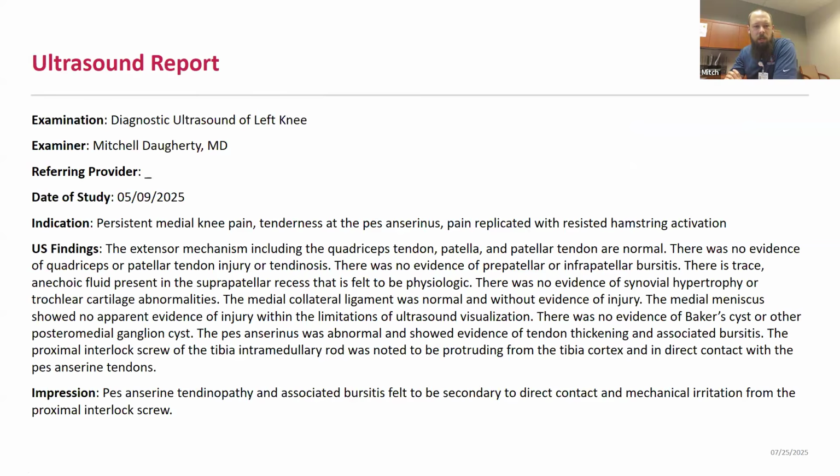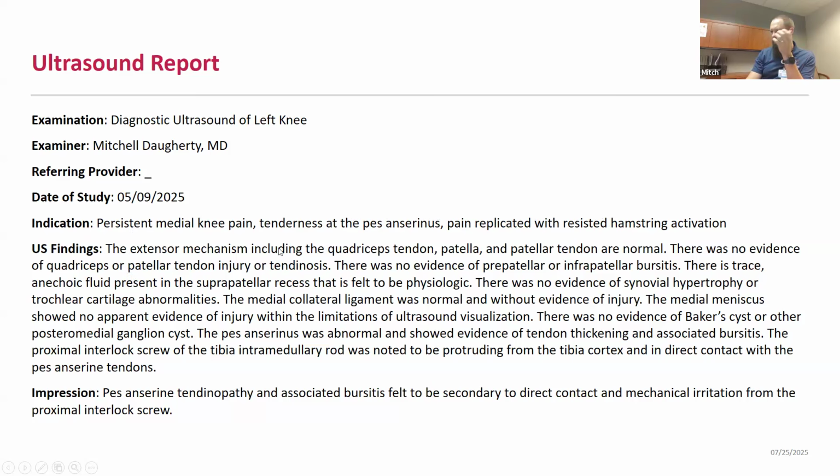And so going into my ultrasound report, again, we did a diagnostic ultrasound of the left knee. I include the referring provider when one of my orthopedic colleagues sends these patients to me. Our indication for the ultrasound was persistent medial knee pain with tenderness at the Pes Anserinus, and his pain was replicated with resisted hamstring activation. And so, all of our findings that we discussed today were normal with the exception of the Pes Anserinus.